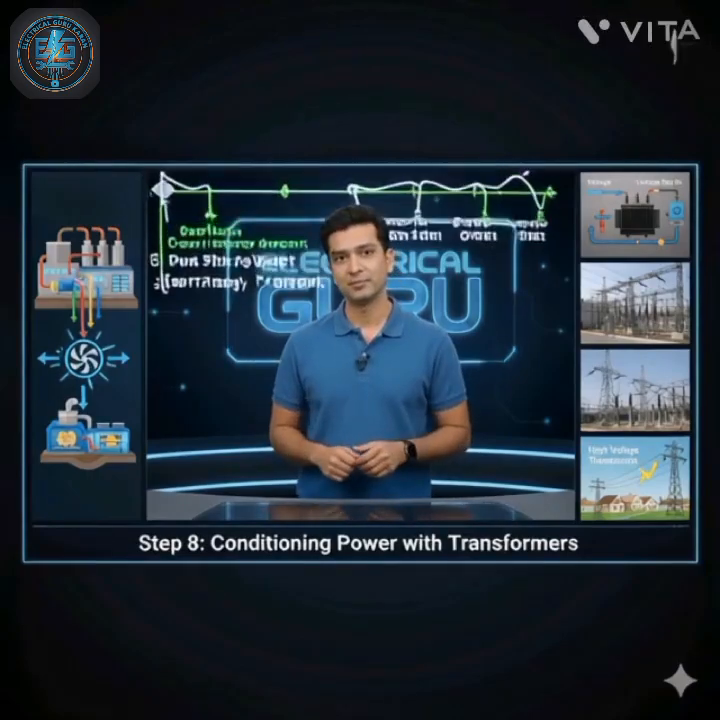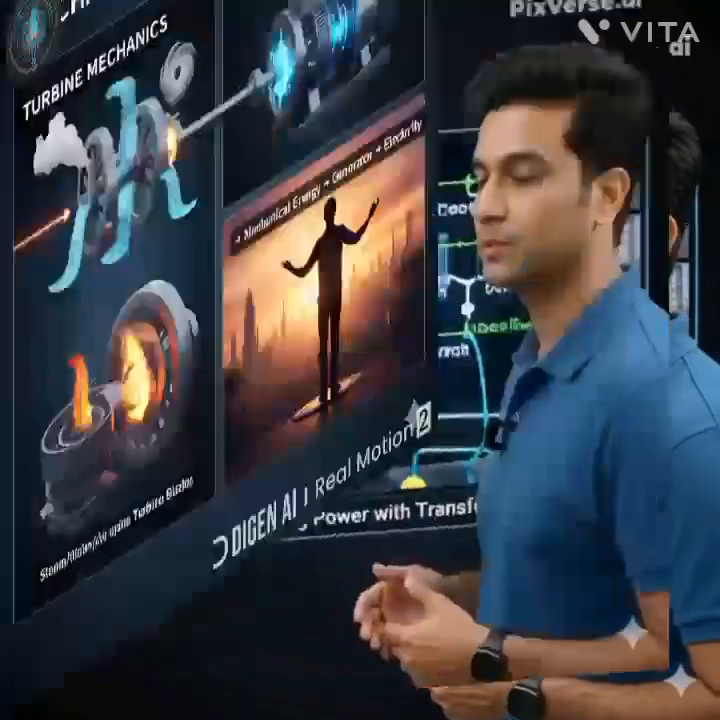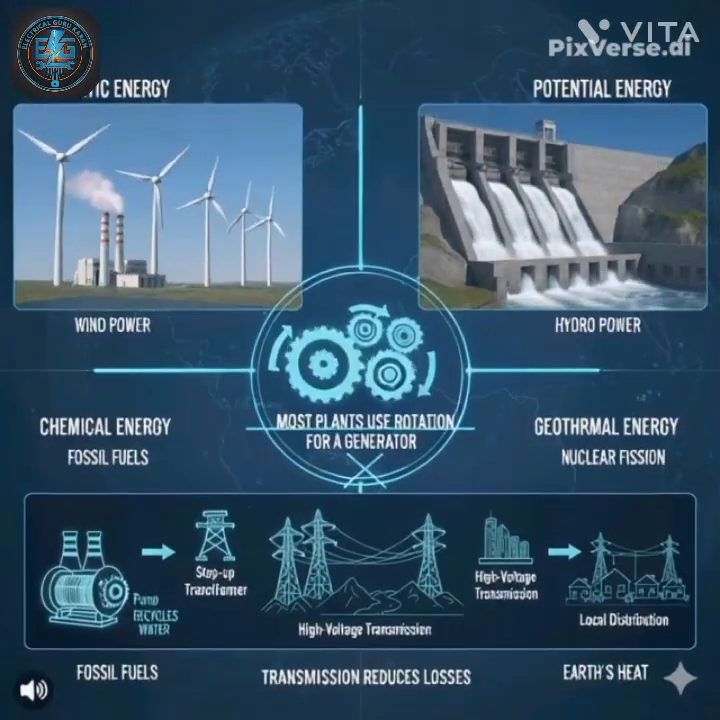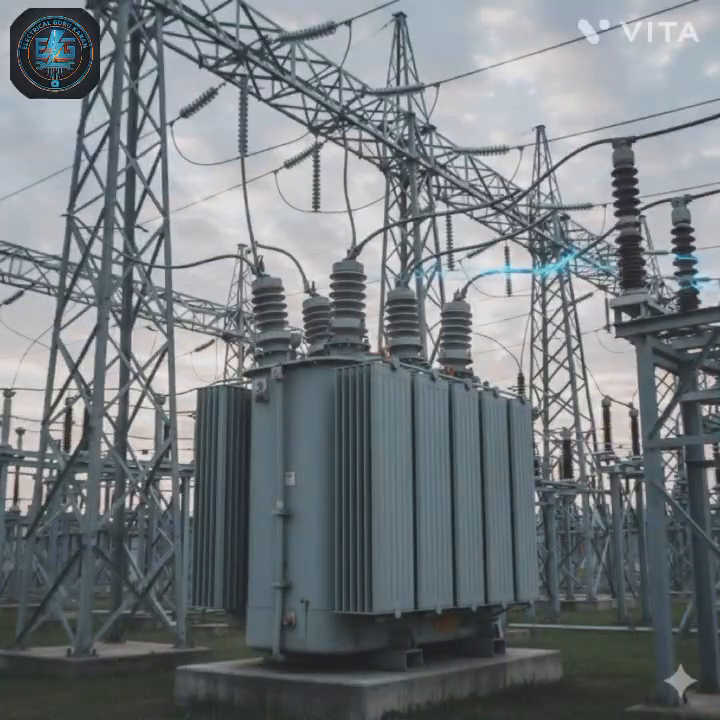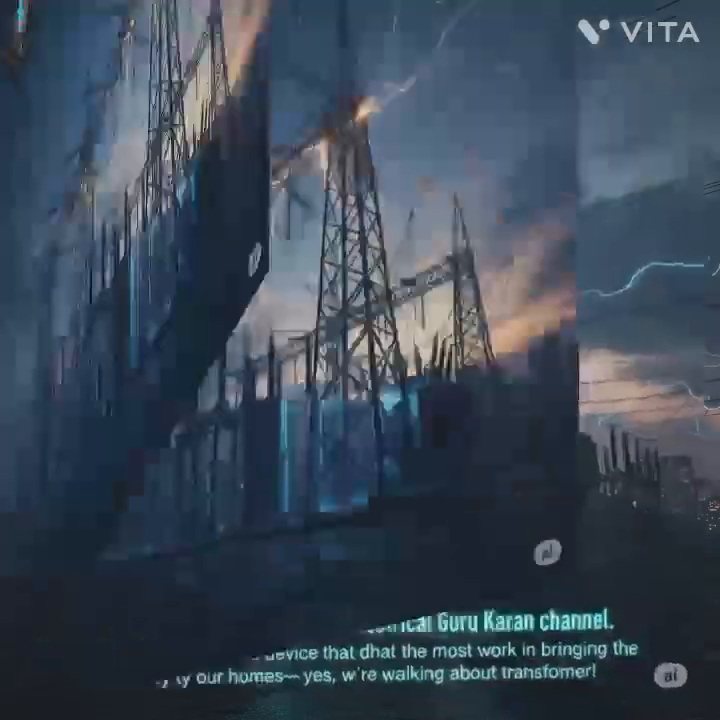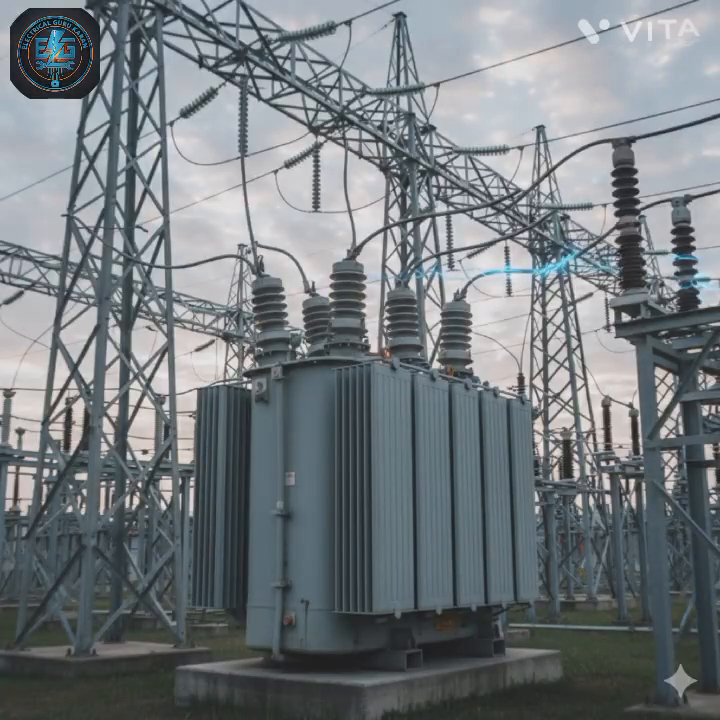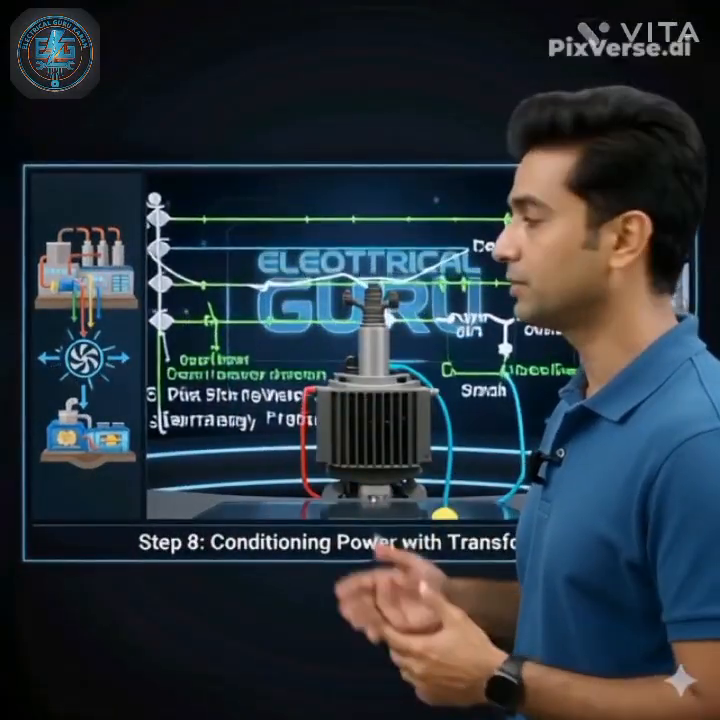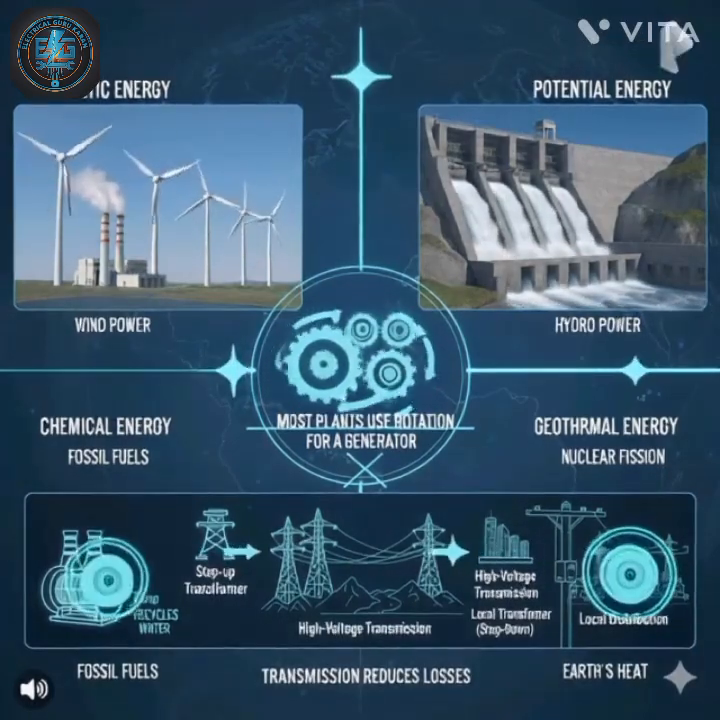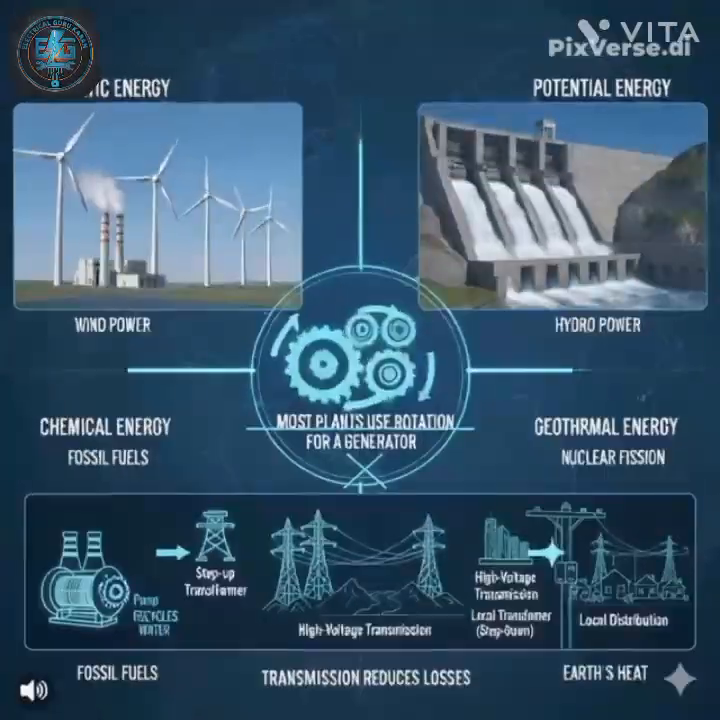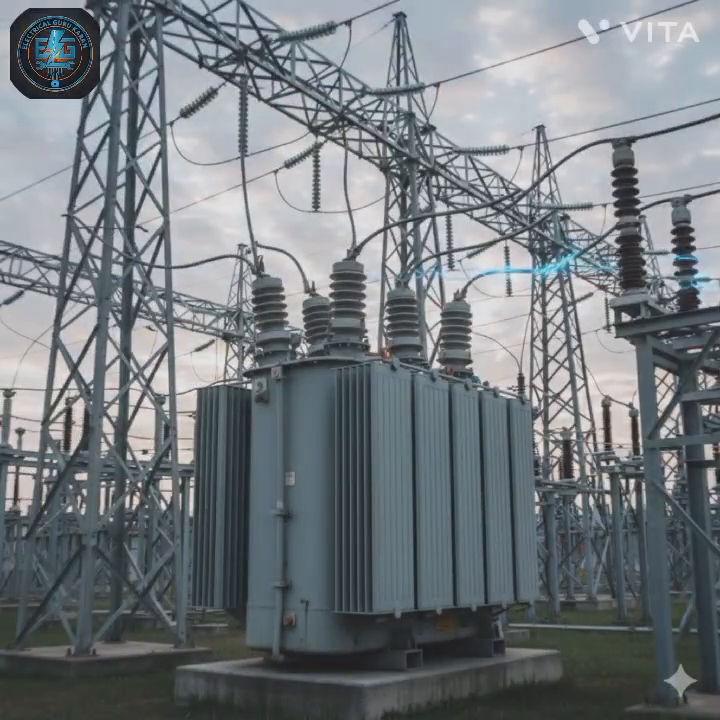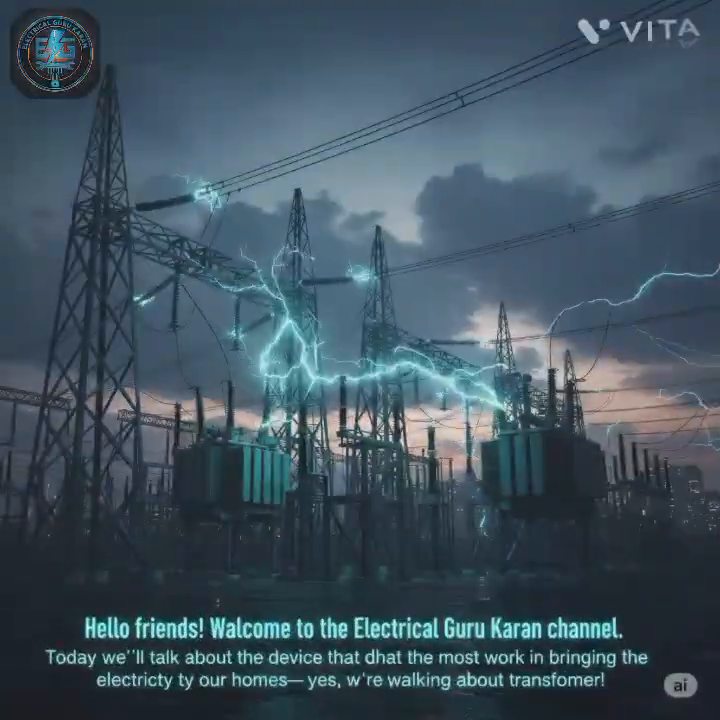Step 7. Conditioning power with transformers. Electricity from the generator is at a voltage convenient for the generator but not ideal for long-distance travel. Transformers step up the voltage to very high levels for transmission. Higher voltage means lower current for the same power, and since line losses are proportional to the square of current, stepping up voltage dramatically reduces energy losses in transmission lines. Near demand centers, other transformers step voltage down to safe distribution levels.